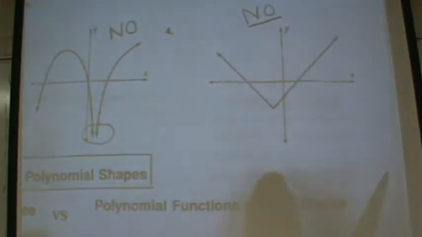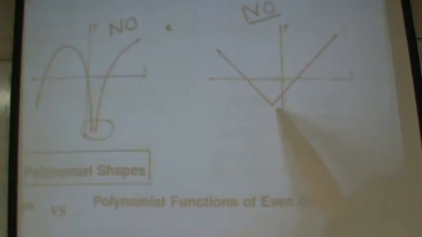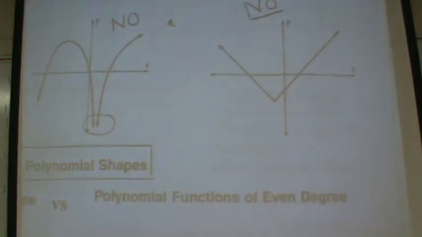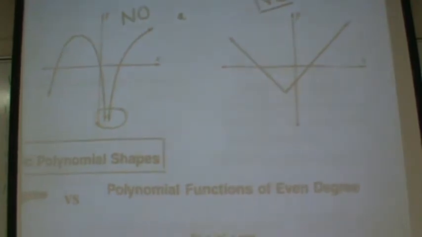How about number 4? Yes or no? No, because of the sharp corner. So that would not be a polynomial function. Everyone got that? What would the equation of this be? Absolute values. So that's another thing you want to look for. No absolute values.